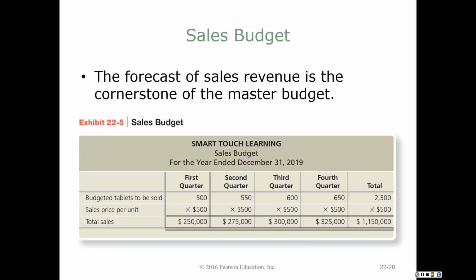Okay, so in this case, we're going to look at Smart Touch Learning throughout for this operating budget, and our salespeople have anticipated the number of units that they think we can sell, and they have estimated that we will sell 50 more units every quarter than we did the prior quarter. So once again, this first line is key to our entire budget. If this number is incorrect, the rest of our budget is incorrect.